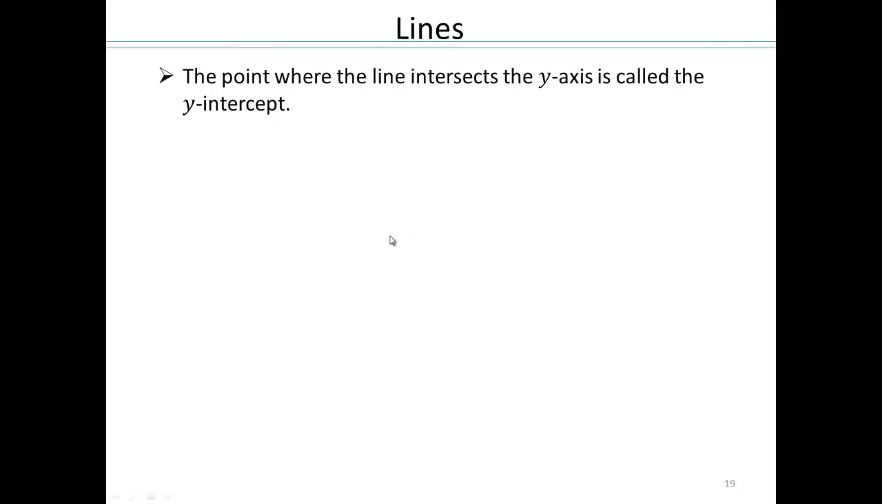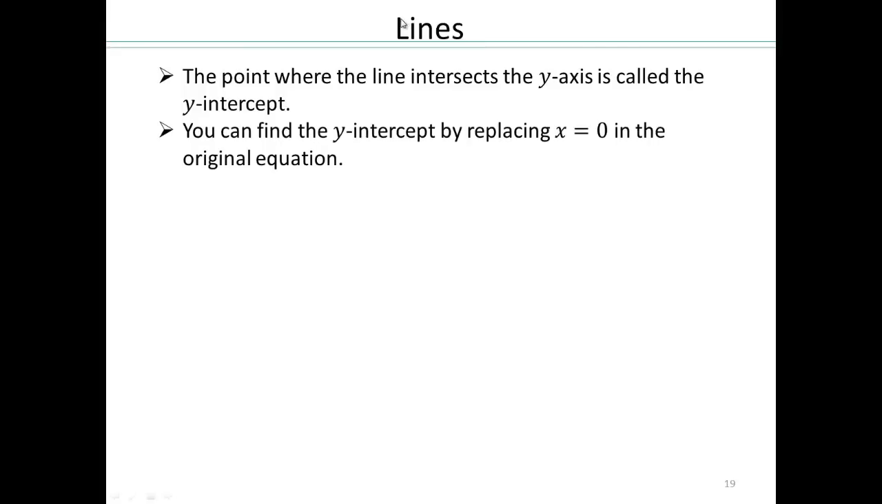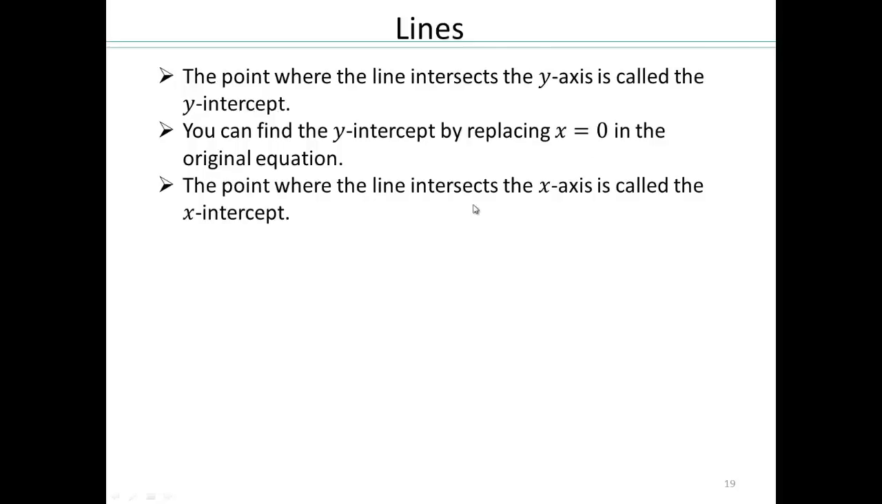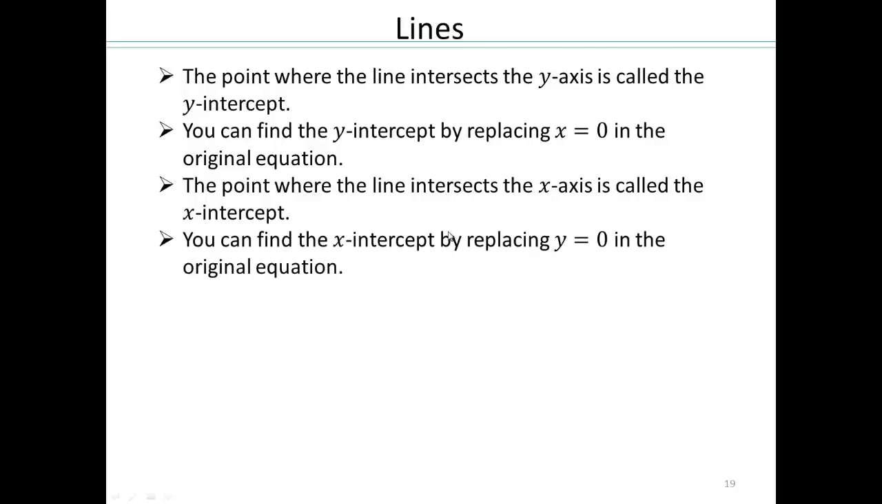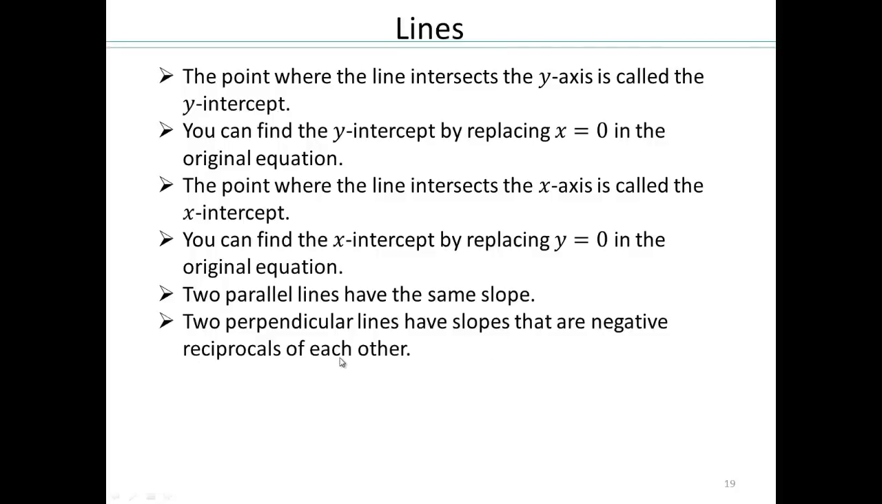The point where the line intersects the y-axis is called the y-intercept. We can find the y-intercept from the equation by replacing x with 0 and solving the original equation for y. The point where the line intersects the x-axis is called the x-intercept, and we can find that by replacing y with 0 in the original equation. Two parallel lines have the same slope. Two perpendicular lines have slopes that are negative reciprocals of each other, as we've seen before.